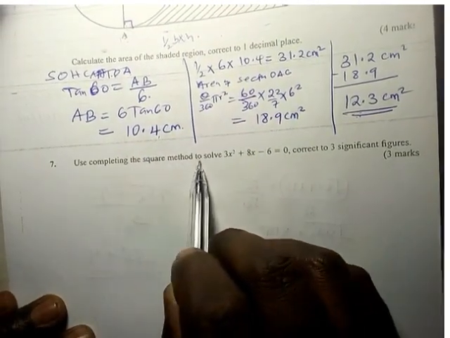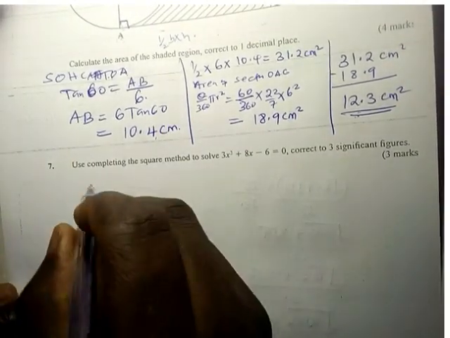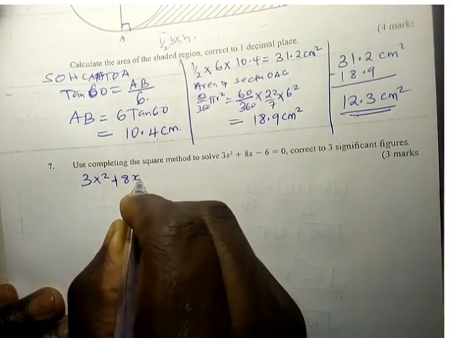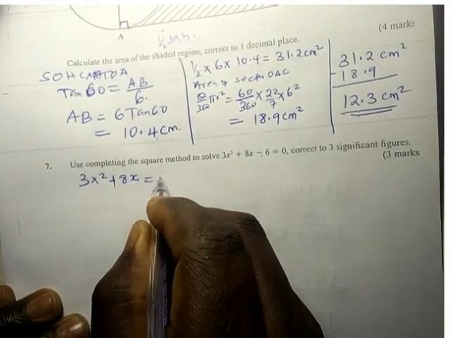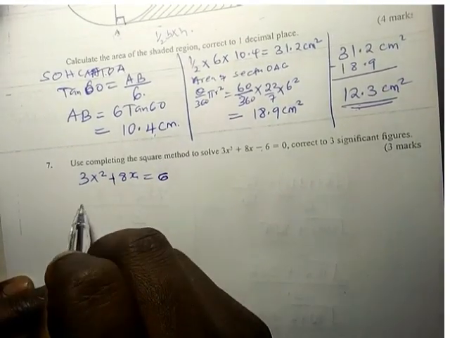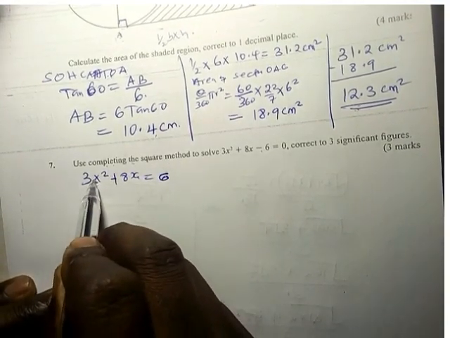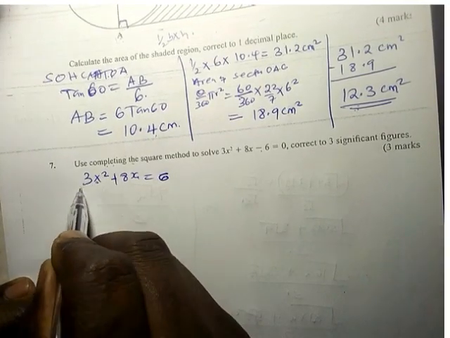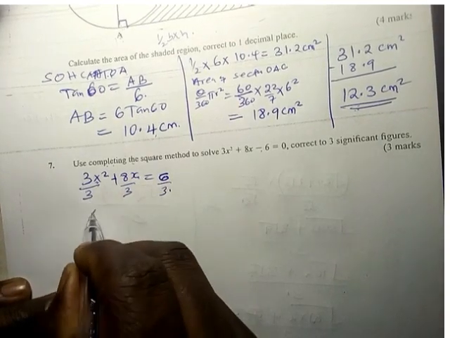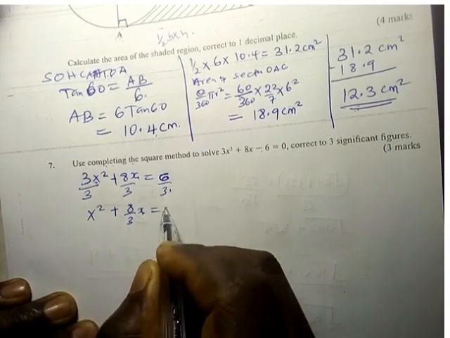Use completing the square method to solve this. So that is 3x square plus 8x. We can take this one to the other side, is equal to 6. Whenever we are using completing the square method, you must ensure the coefficient of x square is 1. So we divide by 3, divide by 3, divide by 3. So we will have x square plus 8 over 3x is equal to 6 over 3.